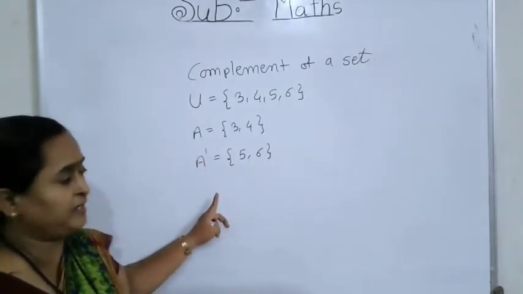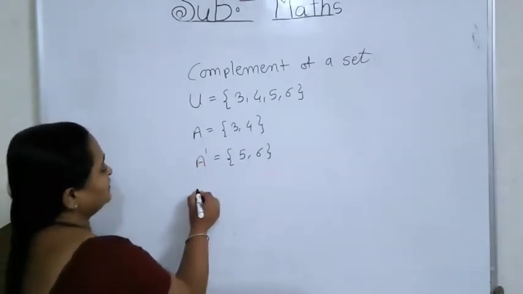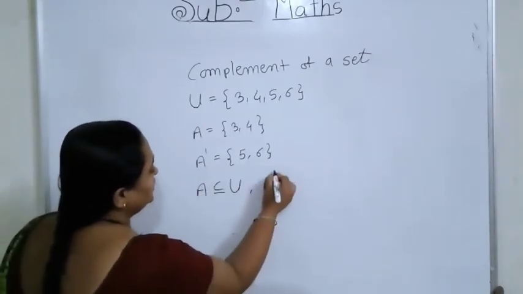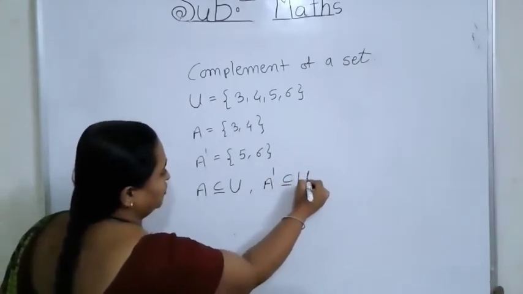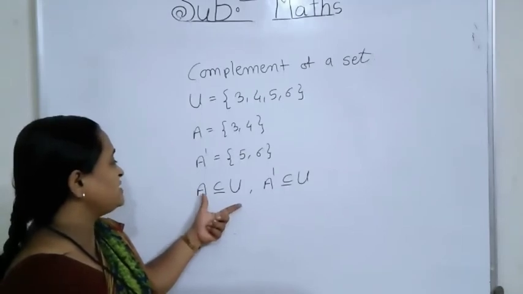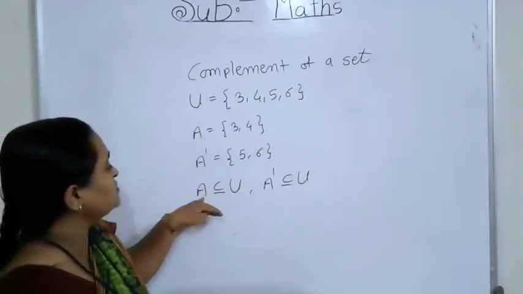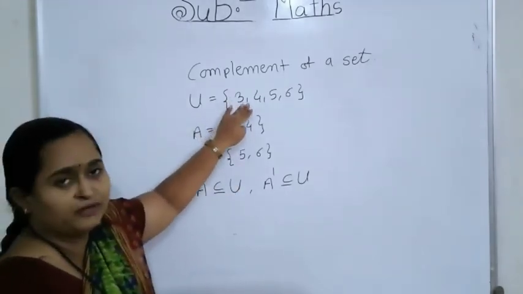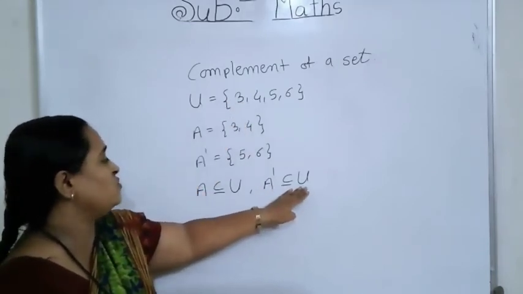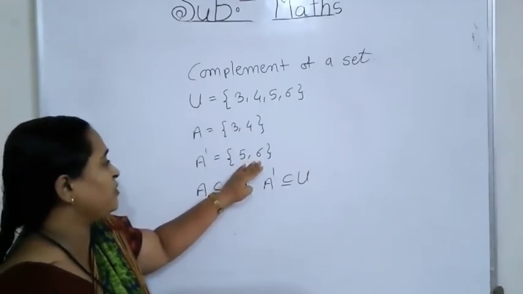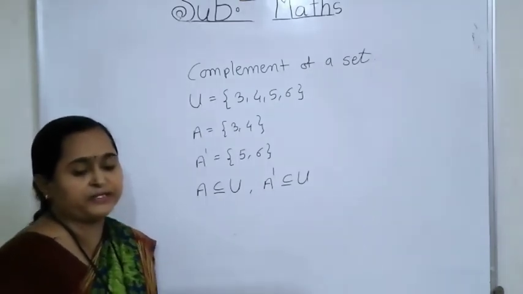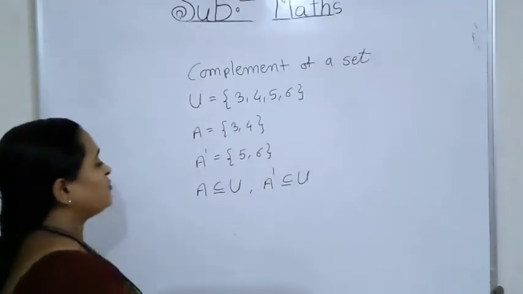This is the first property. Now the second property is that A is a subset of U and complement of A is also a subset of U, means universal set. A is a subset of U means what? All elements of set A are present in the universal set. Again the same thing, complement of A is a subset of U means what? All elements of complement of A are present in the universal set. This is the second property. Now again the third property.